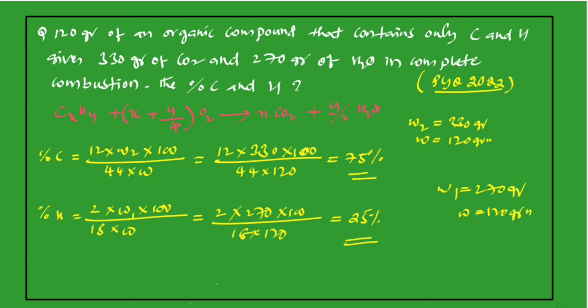So this is about the estimation of carbon and hydrogen in Liebig's method.